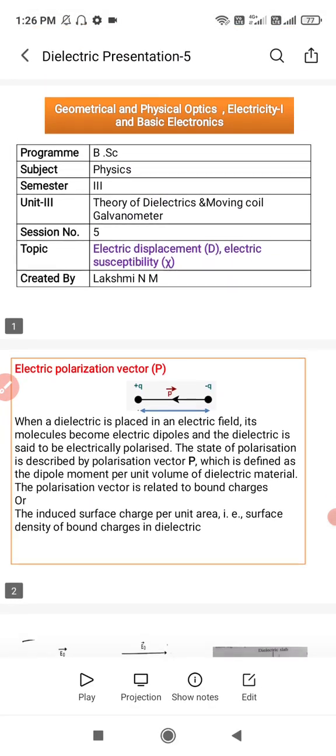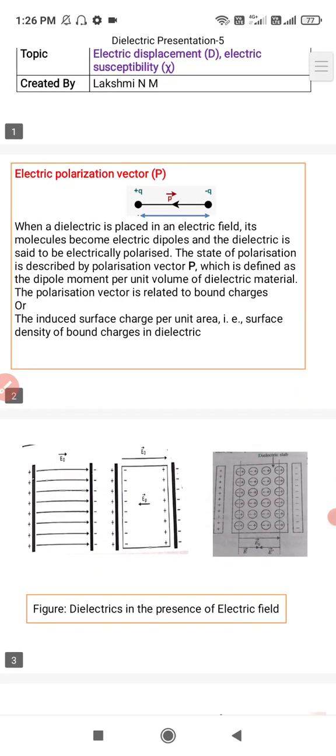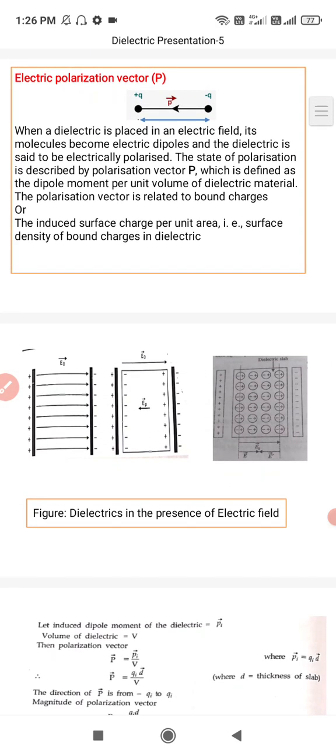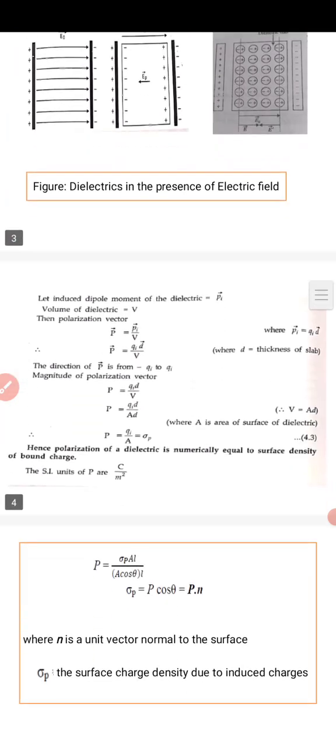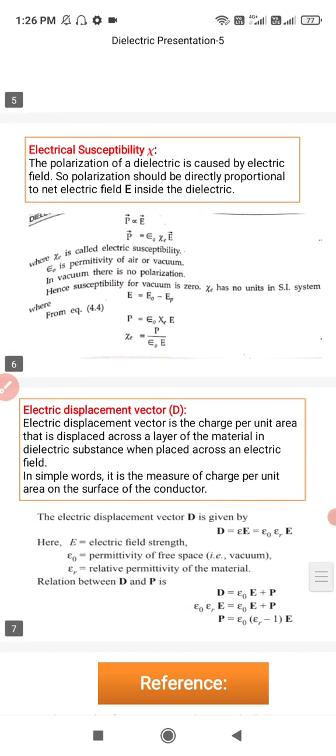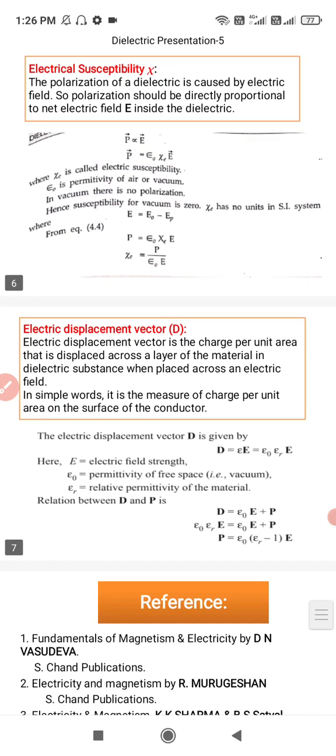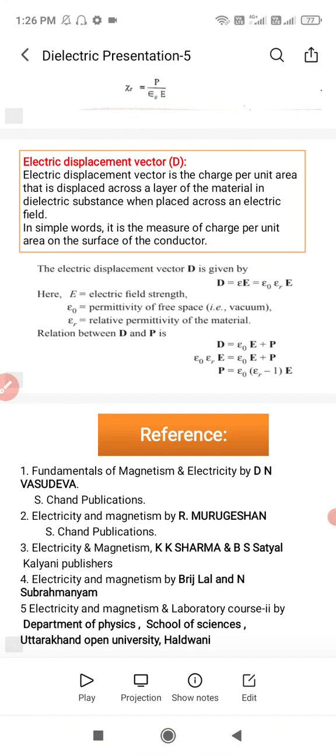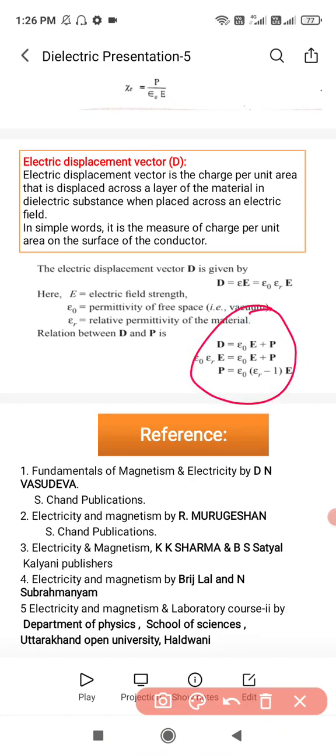In this class we have studied the electric polarization vector, what it is and how it is represented, the electrical susceptibility, the electrical displacement vector, and the relationship between the displacement vector and the polarization vector.